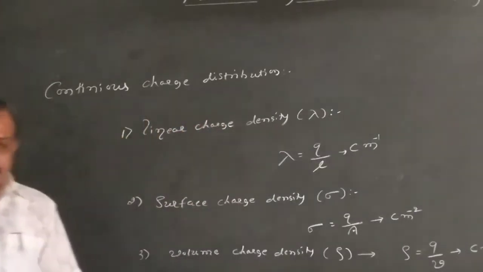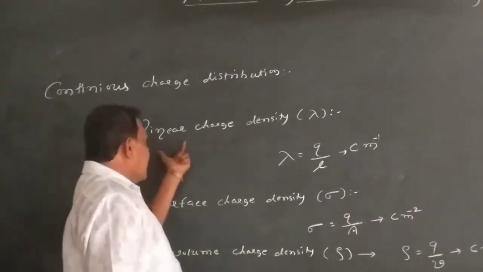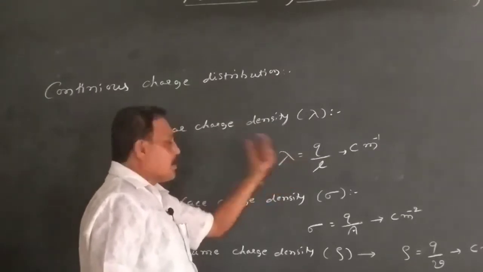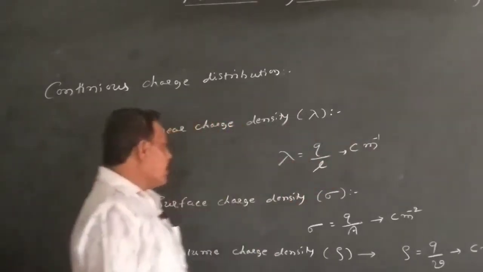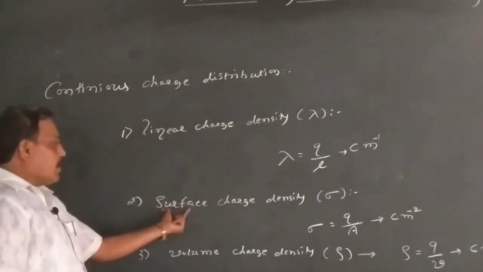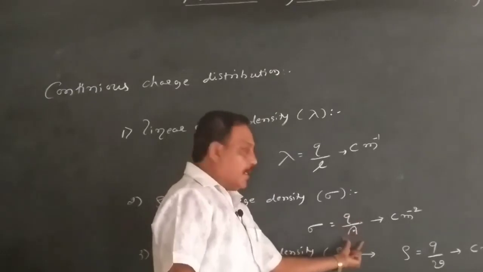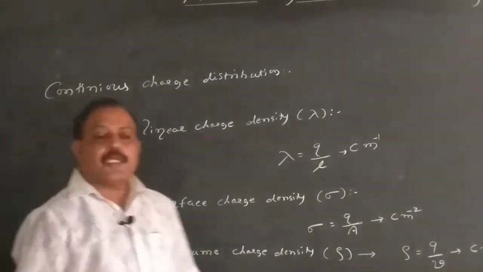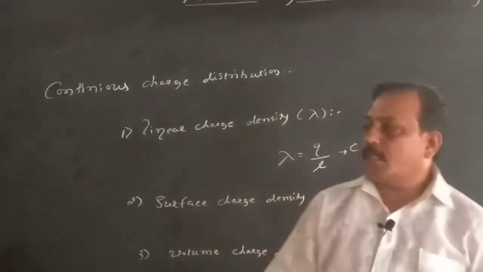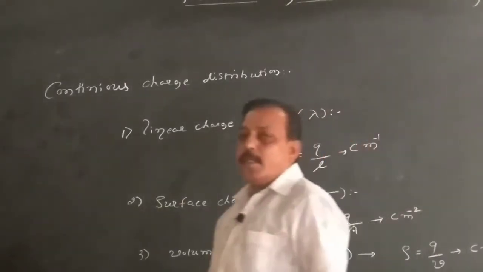So these are the three types of density of the charges. If the charges are distributed along the length of the conductor, then we come across linear charge density, that is represented by lambda, charge per unit length. Its SI unit is coulomb per meter. If the charges are distributed on the surface of the conductor, then surface charge density sigma is defined as charge per unit area, that is nothing but coulomb per meter square, its SI unit. When the charge is given to the conductor, if the charges are distributed throughout the volume of the conductor, then we come across volume charge density, represented by rho, charge per unit volume. So its SI unit is coulomb per meter cube.